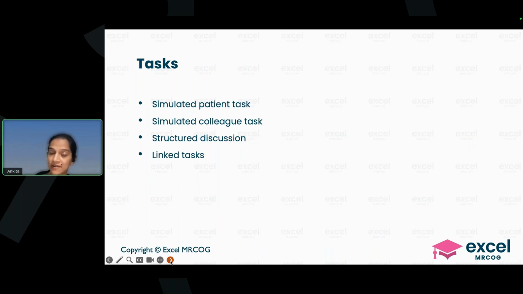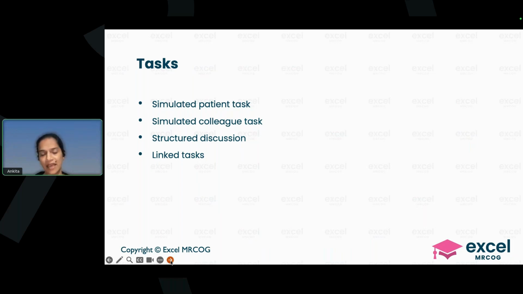On the other hand, if it is given to you that it is a structured discussion, you will start like you start all your structured discussions. You would say, I am so and so, I am one of the candidates for the MRCOG Part 3 exam. I'm ready for the structured discussion. So you need to be very sure what kind of task you're dealing with.